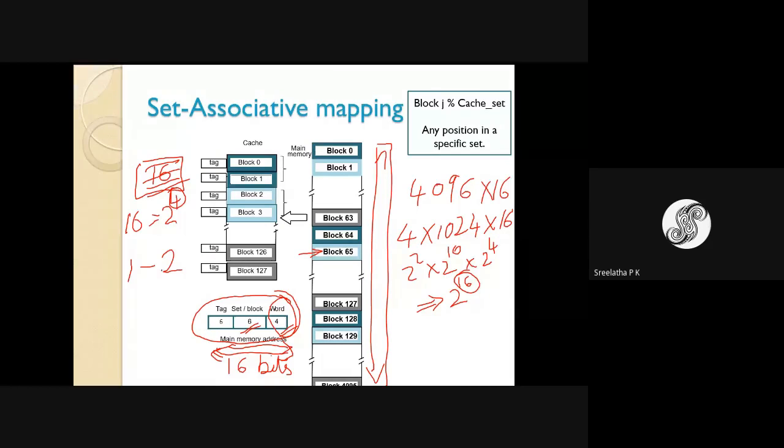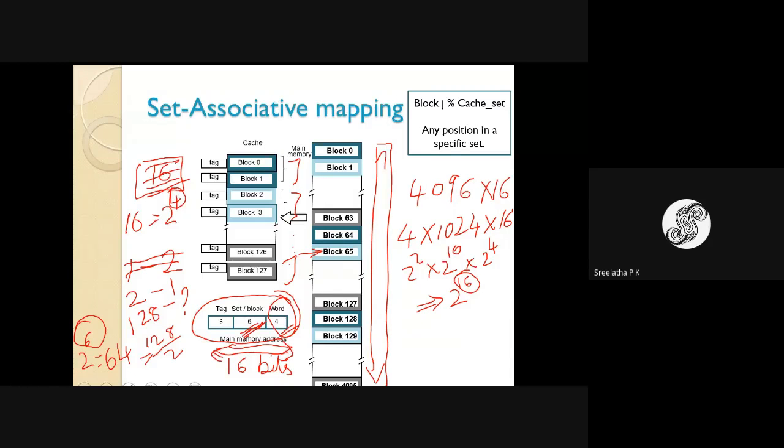So 2 blocks in one set, 128 blocks in how many sets? That is, how many sets are there like this totally? That is 128 divided by 2. It is nothing but 64. 64 is nothing but 2 power 6. So 6 bits are needed to represent the set.